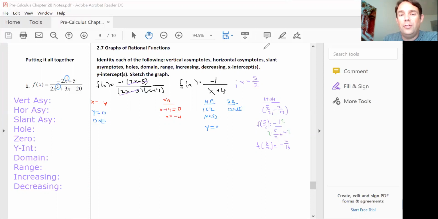My zeros, well, friends, I don't have anything in the denominator. There's no x's in the denominator. That means there are no zeros. So let's go ahead and write all this stuff up here now. I've got 5/2 and -2/13. My zeros, I don't have any.